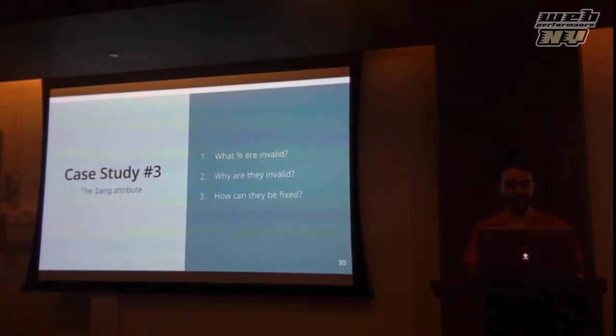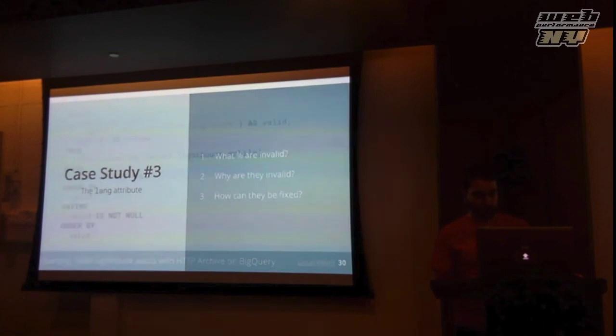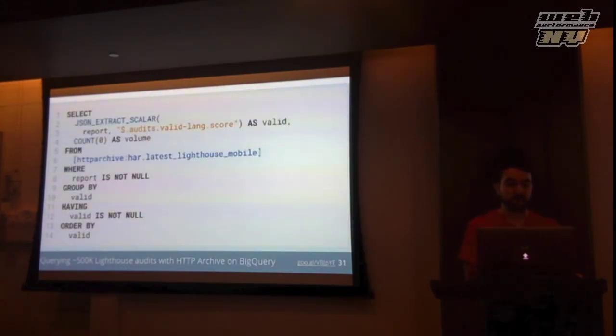The third case study is also really interesting because it makes use of this new Lighthouse data. One of their audits is the lang or language attribute, and it checks to see if the website has any invalid uses of it. And if it has at least one, it fails the audit. So we can ask, what percent of the web has invalid attributes? Why are they invalid, and what can we do to fix it? So the query here uses the JSON extract method to dig deep into the JSON Lighthouse report to dig out the score. And it's a binary metric, it's just true or false, and we're grouping the counts of each.